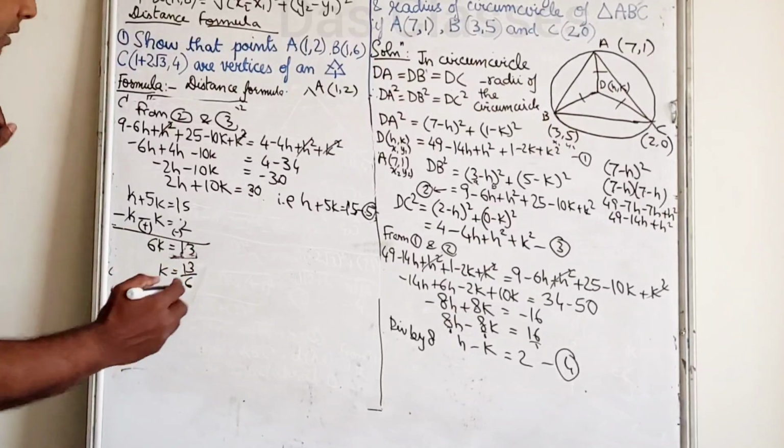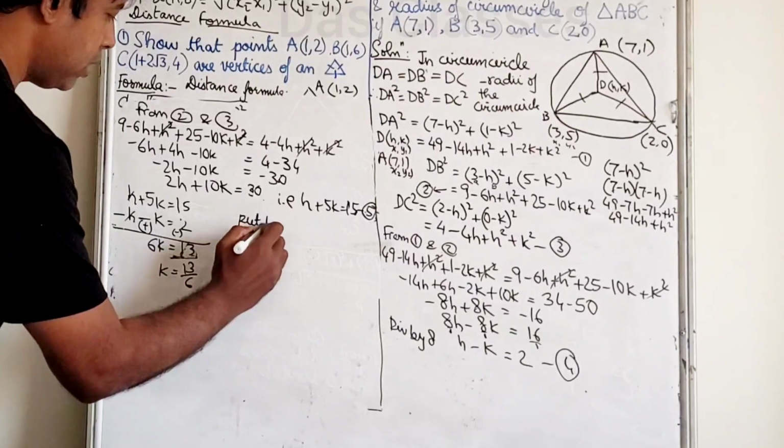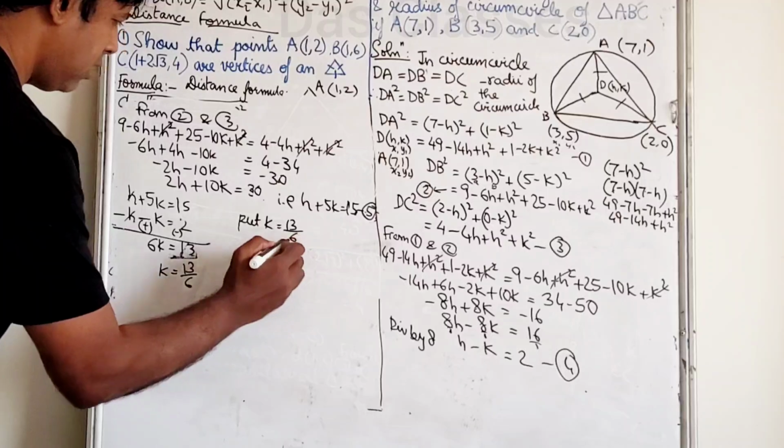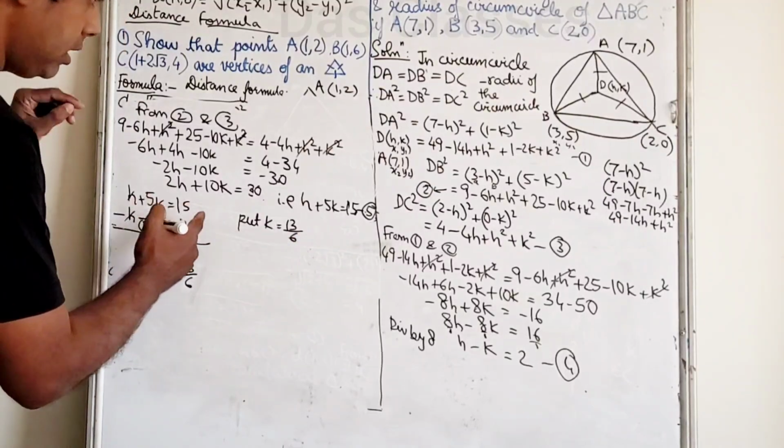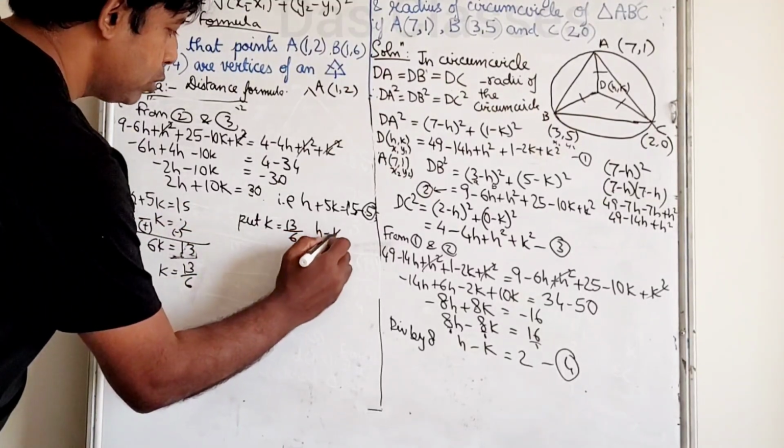Now once you get k's value, put k is equal to 13 upon 6 in, I will put it in the easier one. Easier one is h minus k is equal to 2.